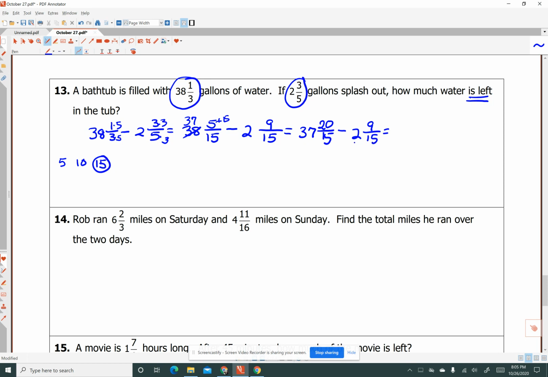So 37 minus 2 is 35, working in 15ths. 20 minus 9 is 11. Our unit of measure is gallons. So there are 35 and 11/15 gallons left.